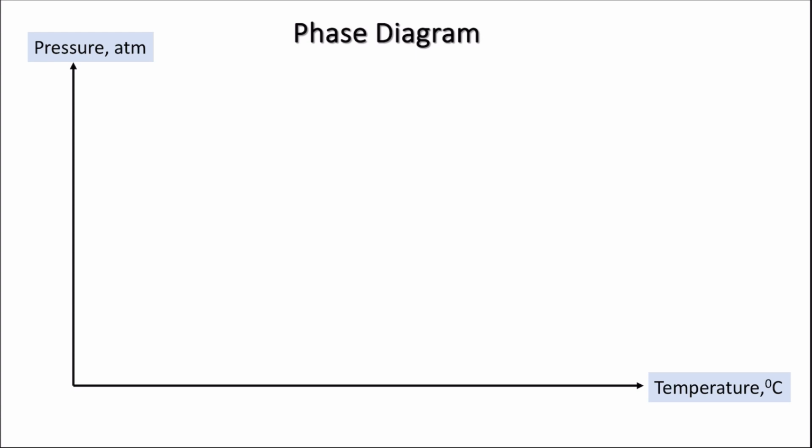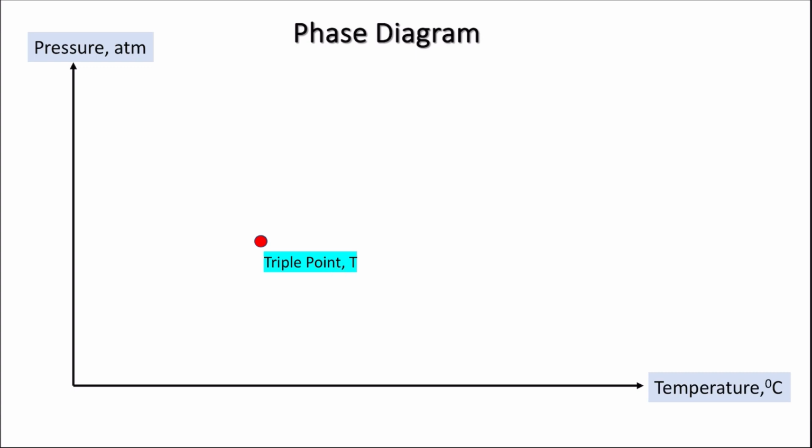The y-axis is pressure in units of ATM, and the x-axis is temperature in units of degrees Celsius, the common one, or it can be in Kelvin. Next, we start with one point at the middle of the graph. This is what we call the triple point. You have to write carefully, tulis betul-betul full.